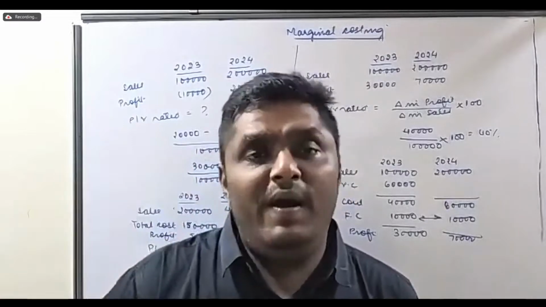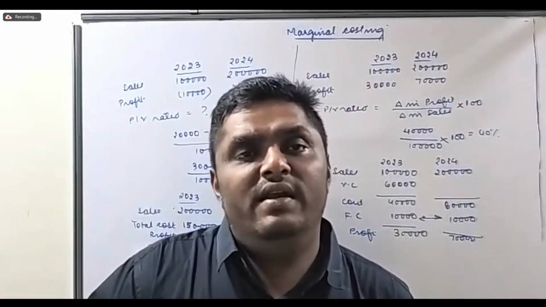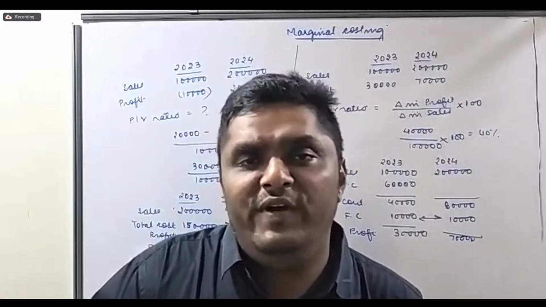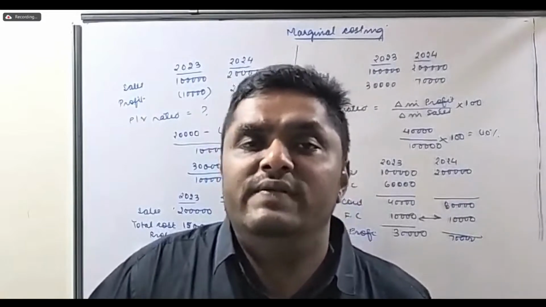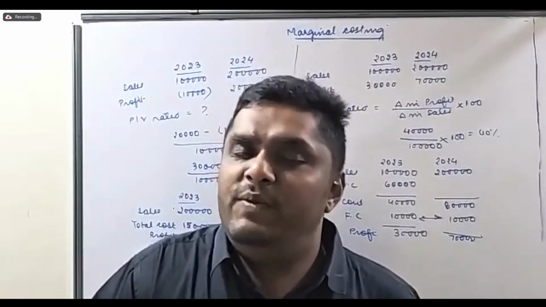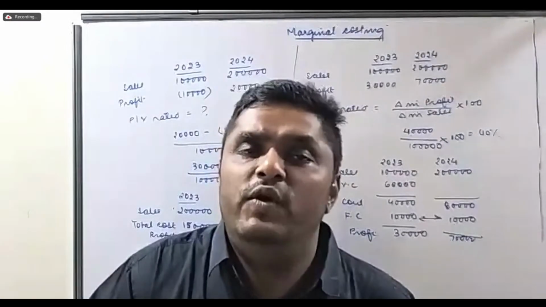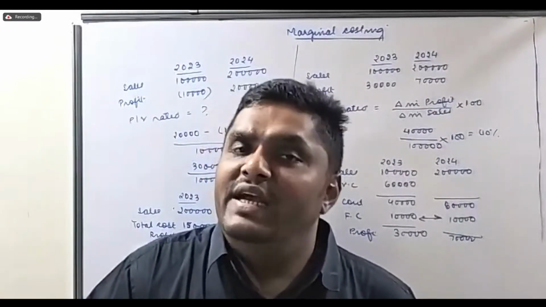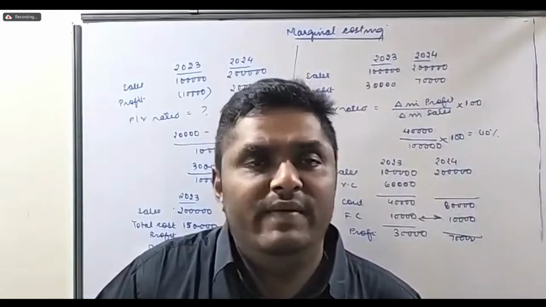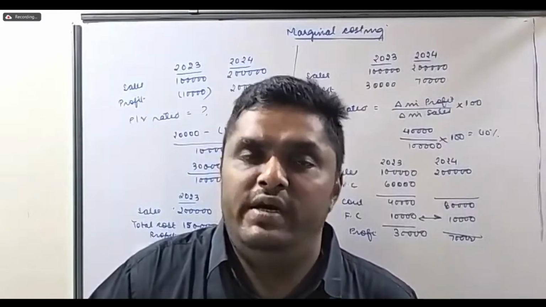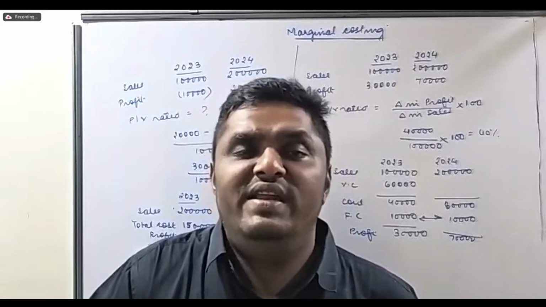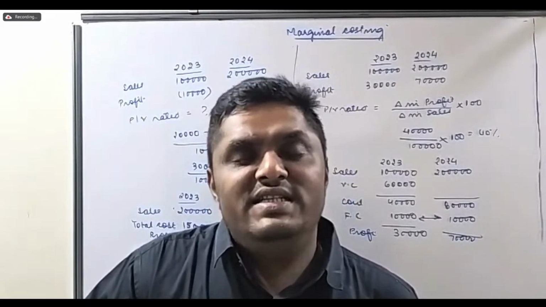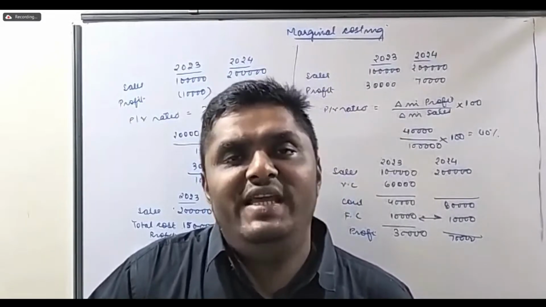Now, the next part is desired sales. If the desired profit is given and you want to calculate desired sales, it is (fixed cost plus desired profit) divided by PV ratio. And if you want to calculate it in units, it is (fixed cost plus desired profit) divided by contribution per unit. Thereafter, we discussed margin of safety sales, which is actual sales minus break-even sales.